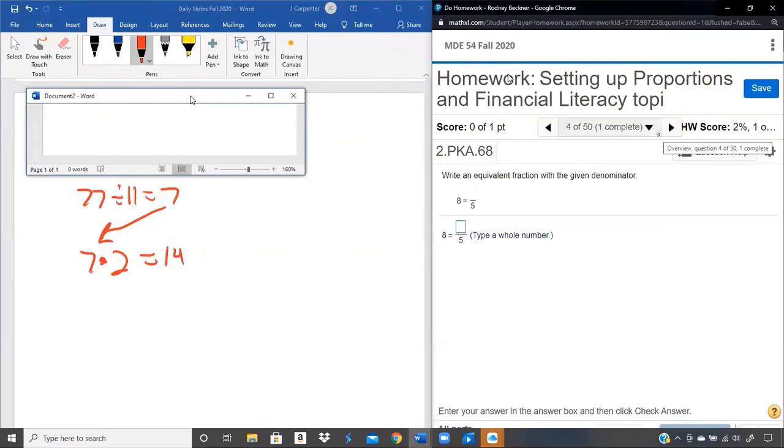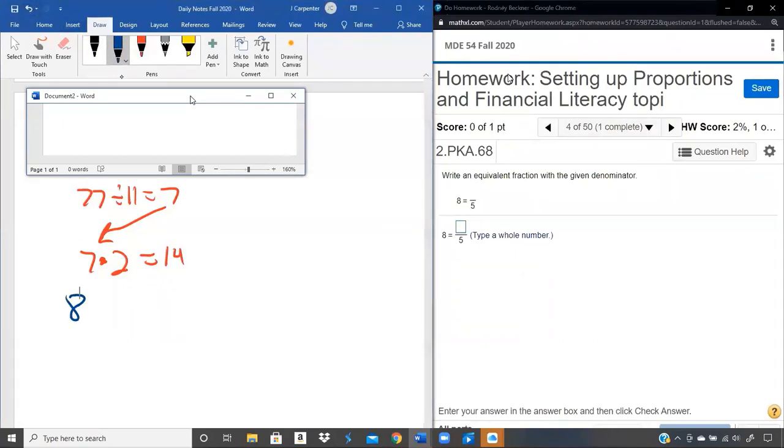Now, I definitely wanted to do this one because the first fraction, the one on the left, does not have a denominator written. So you need to remember that a whole number, 8, is the same thing as 8 over 1. That's very important for this because you have to be able to see the denominator of the 1. So we're saying 8 over 1 is equal to what over 5?